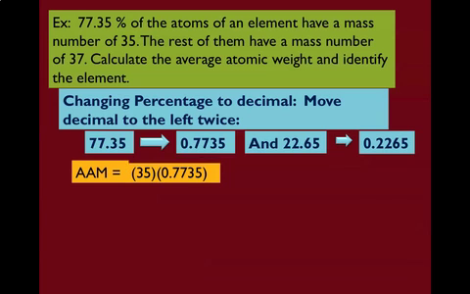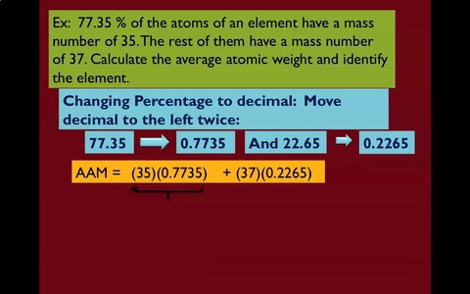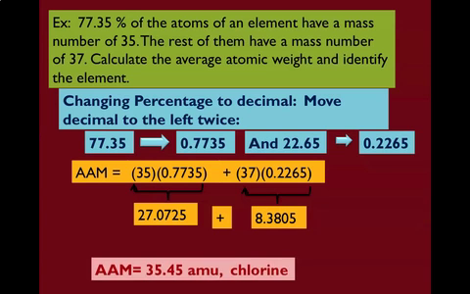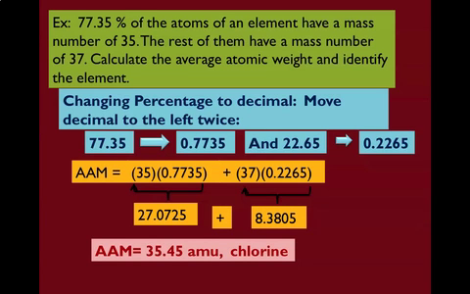All right, so in this situation, we have 35 goes with the 77%, so we're going to multiply those two together. And then we add the other one, which is 37, and its percentage, 0.2265. So we're going to multiply first and then add. So we multiply that out, and we get 27.0725. And we get 8.3805 over here. And we're going to add those together, and we get 35.45. And when we look that up on the periodic table, we get chlorine.